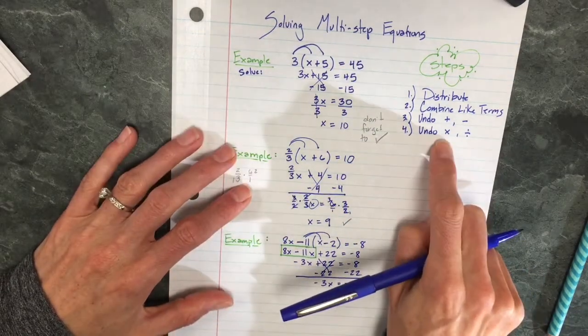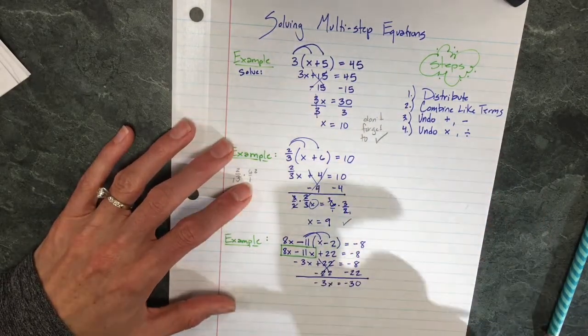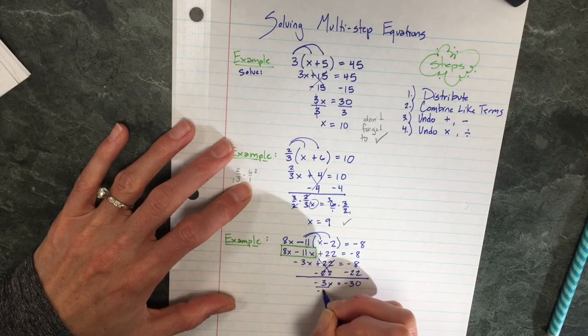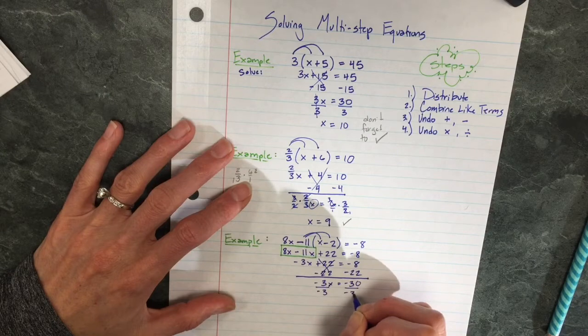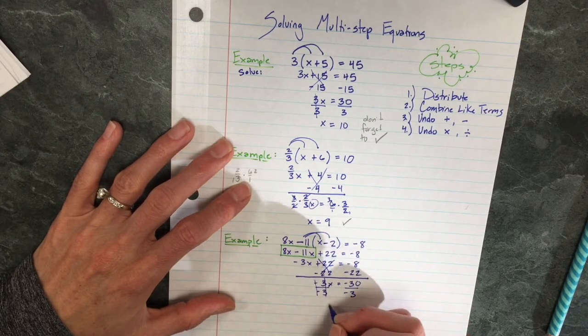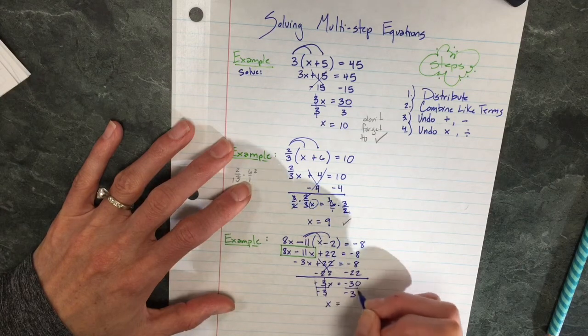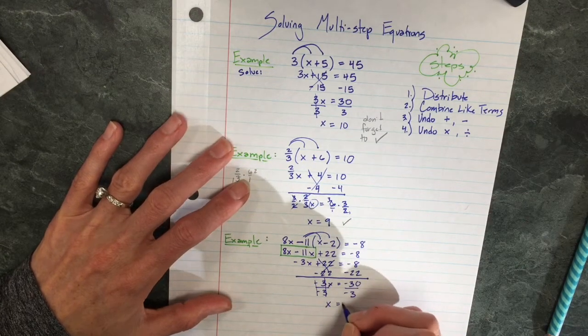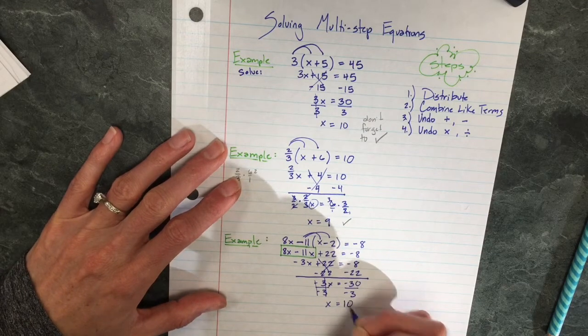And I'm gonna actually undo any multiplication or division. And I see that these are multiplying, so I need to divide by -3 on both sides. Because the negative and negative make a positive. Those cancel. I'm just left with x. Negative and negative make a positive, and 3 goes into 30 10 times. +10.